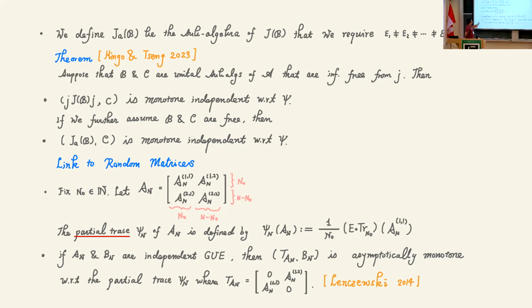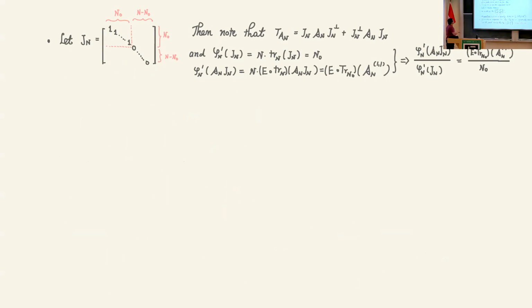We replace these two by 0. Then we call it T_A^M. And later on, I will try to show that using our result, we can recover this one. And actually, we can say more. So for J_M, if we consider this matrix, we consider one diagonal matrix with first an identity block, and all others we put 0. Then we can easily see the T_A^M, what we saw before, is nothing but J_N A_N J_N perp plus J_N perp A_N J_N.